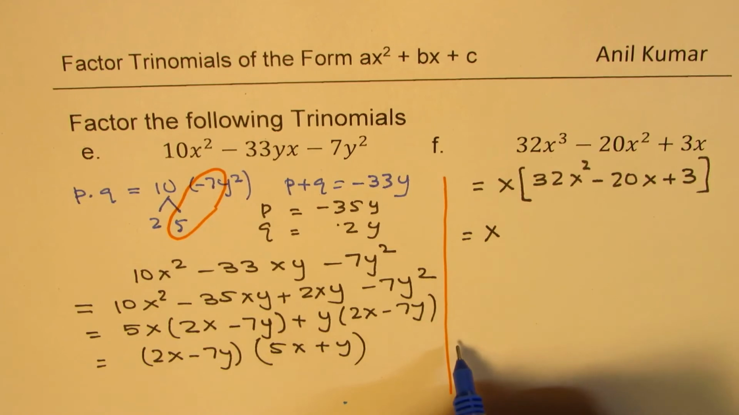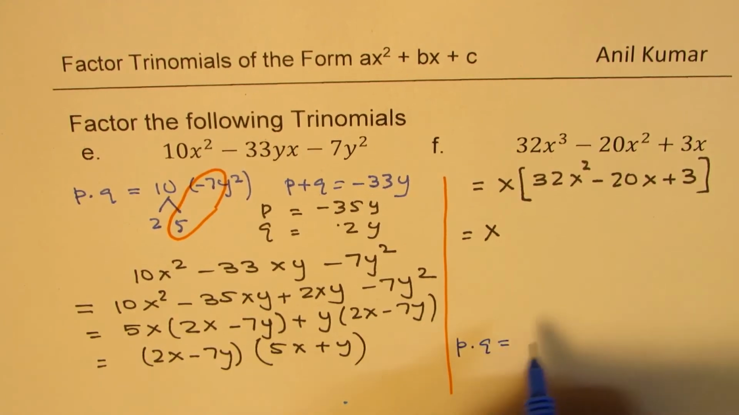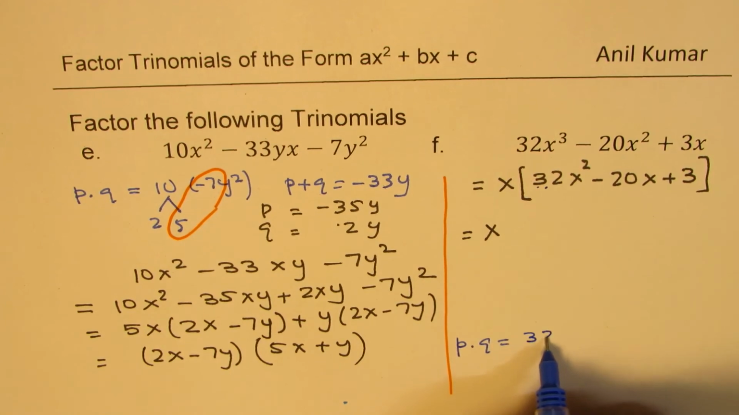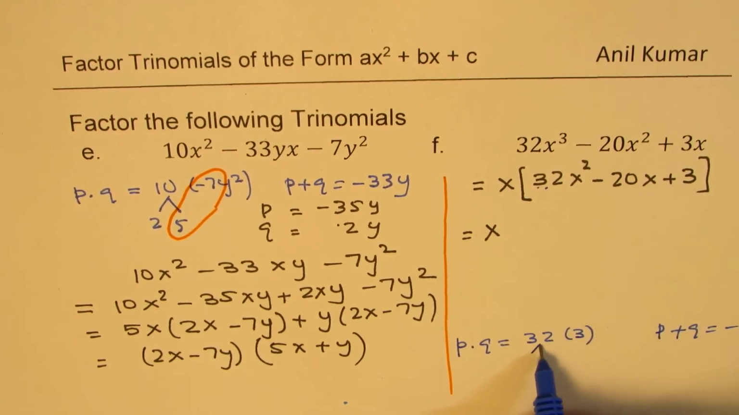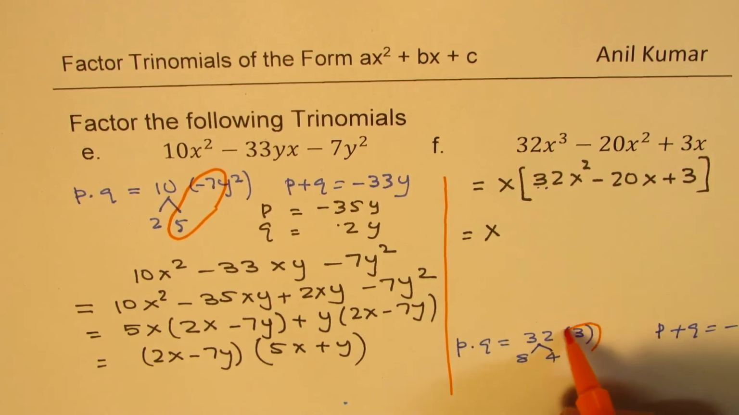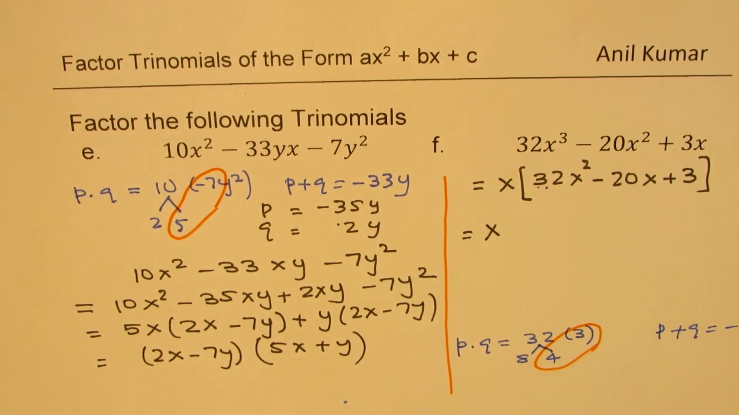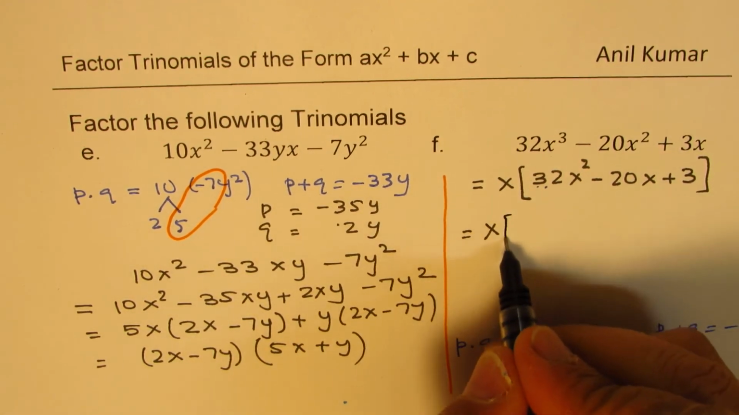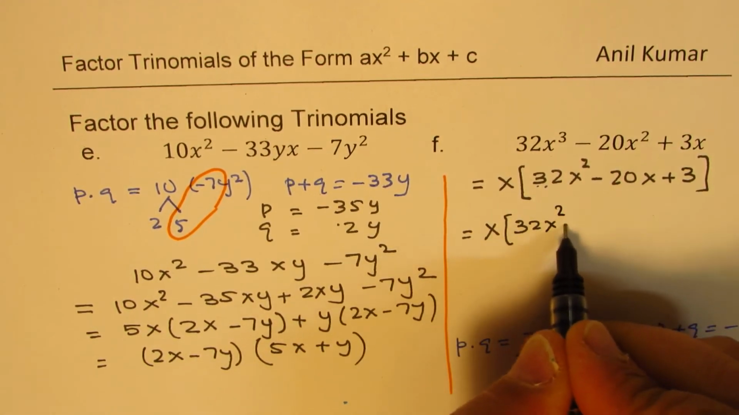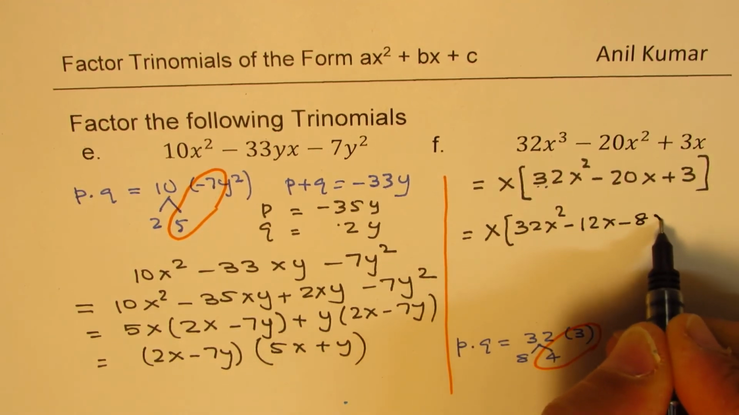So we are looking for the product p and q of 32 times 3, right? 32 times 3. And the sum of p and q as minus 20. So what could be the numbers? 32 could be written as 8 times 4. We need minus 20. So we could combine this: 4 times 3 is 12 and this as 8, right? To get the sum as minus 20, we have to take both the numbers as negative, right? So we'll write this as 32x squared minus 12x minus 8x plus 3.